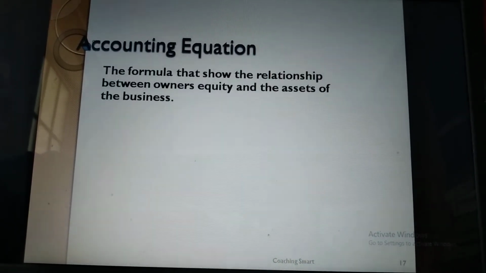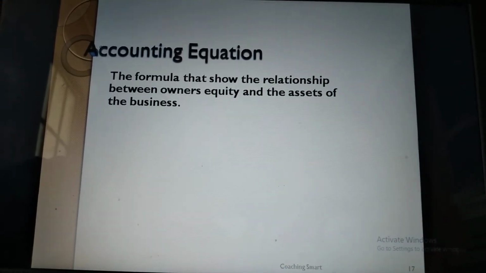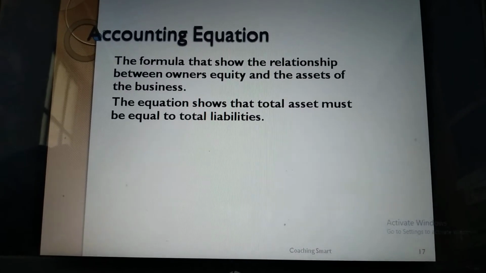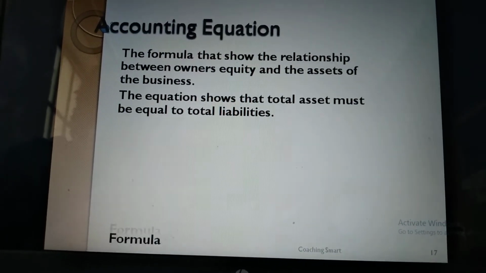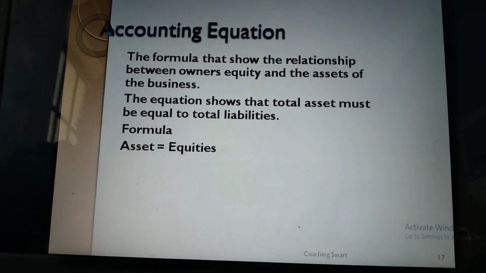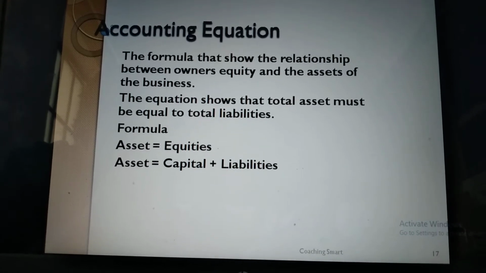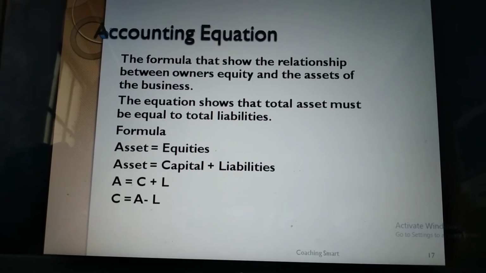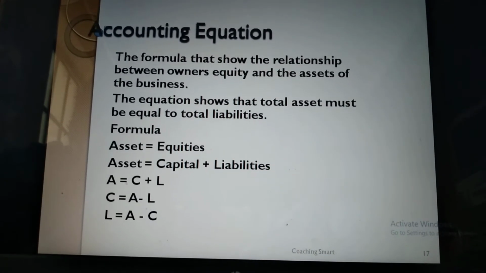Accounting equation. In accounting equation, we state that the formula shows the relationship between the owner's equity and the assets of the business. In other words, the equation shows that total assets must be equal to total equities. Formula: assets equals equities. In other words, assets equals capital plus liabilities. A = C + L. Further, we can say C = A - L. Further, we can say liabilities equals assets minus capital.